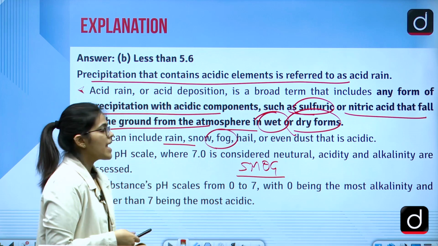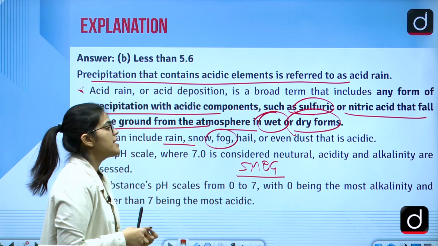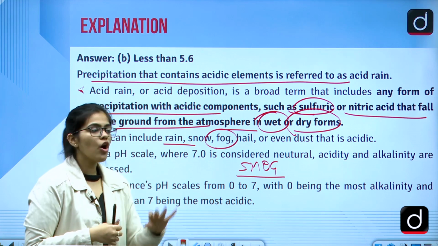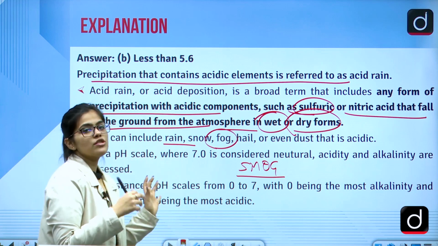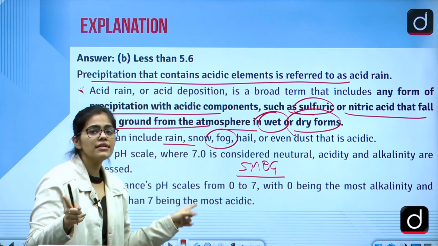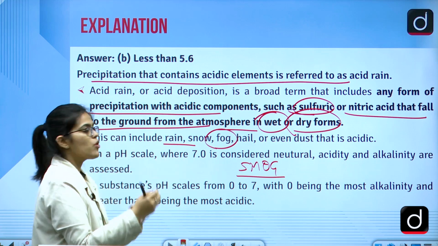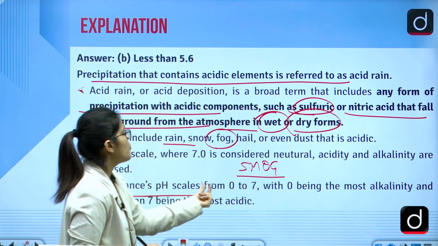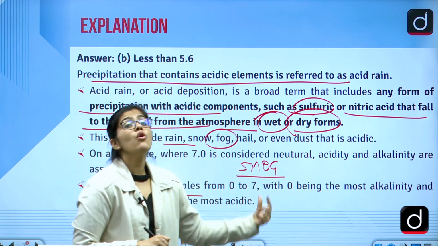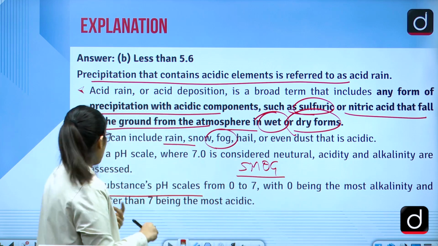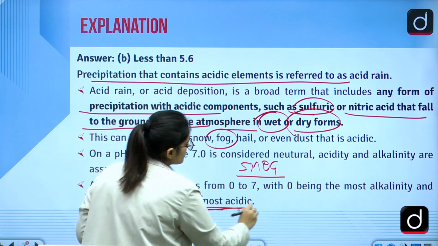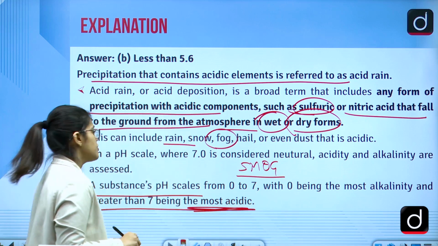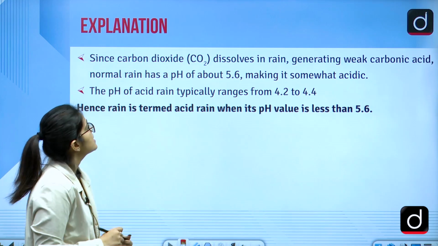On the pH scale, the 7.0 point is called neutral, while the acids and the bases are at the extreme corners. Substances on the pH scale from 0 to 7 are acidic in nature, with 0 being the most acidic, and those greater than 7 are alkaline in nature.